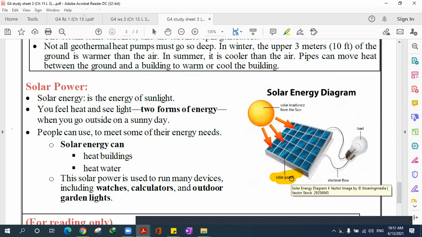So solar energy can heat buildings. We can use it to heat the building, or we can use it to heat water. Maybe we need some hot water. Some people use it to produce electricity too. You can see these solar panels in different devices, like in calculators, for example.